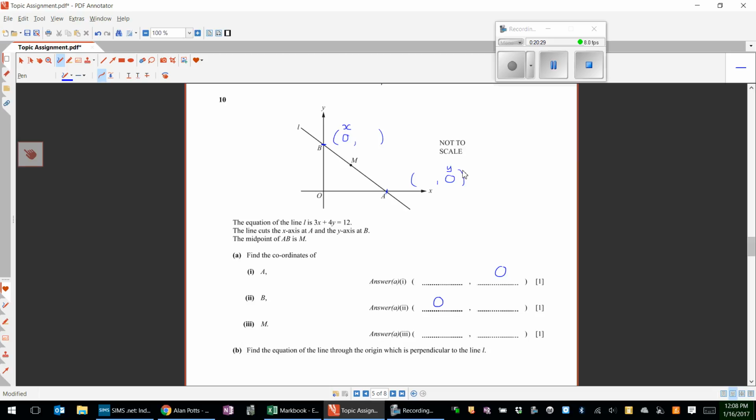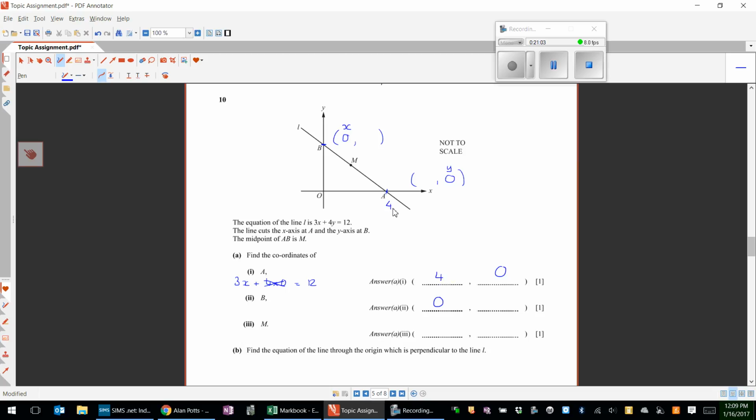Now those coordinates are the x and the y coordinates, therefore we can use them. So for point A, the y value is 0. So I can use this and say 3x plus 4 times 0 has to equal 12. What's 4 times 0? 0. So I can forget that, say 3x has to be 12. So x has to be 4. So I've got 4 there.